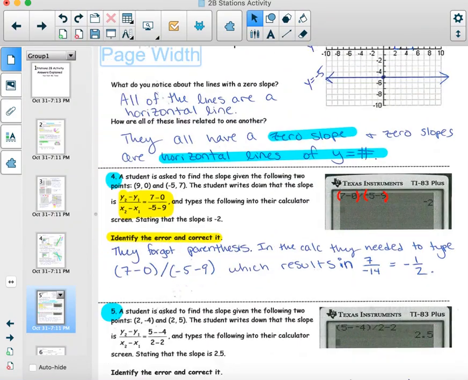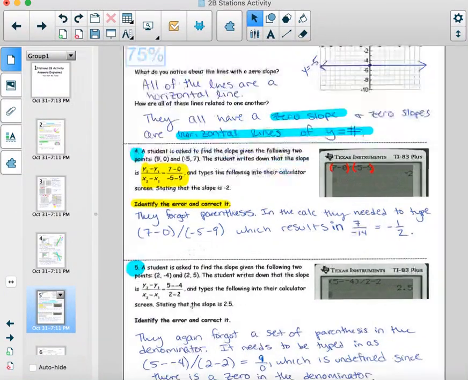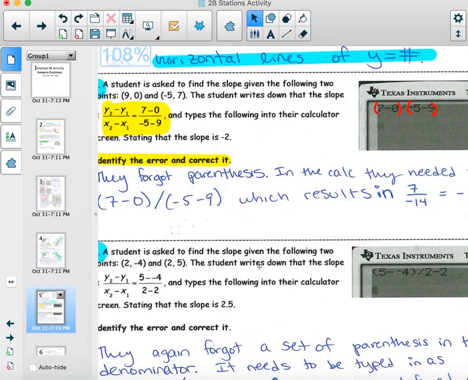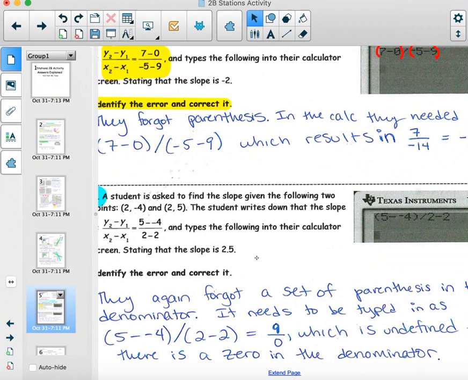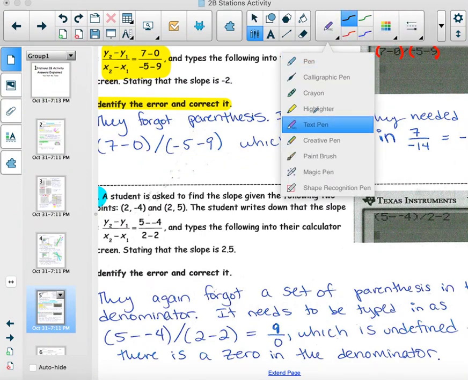Let's see what's going on with number 5. Student is asked to find the slope given the following 2 points. Okay, again, this is written correctly. This is written correctly here.